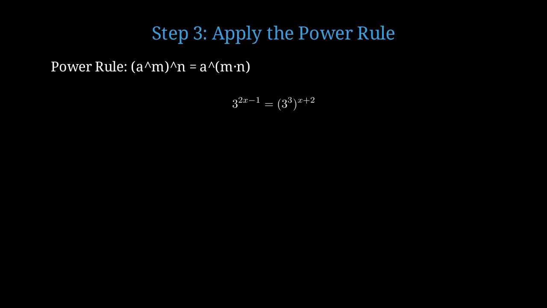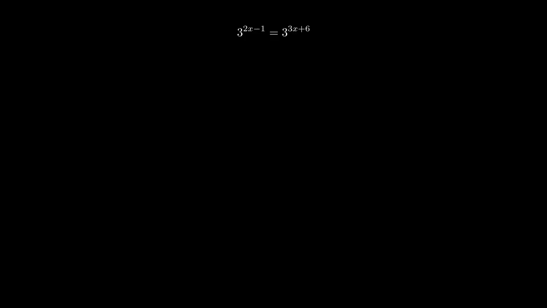Applying this to the right side of our equation, we get 3 to the power of 2x minus 1 equals 3 to the power of 3 times the quantity x plus 2. Distributing the 3 gives us 3 to the power of 2x minus 1 equals 3 to the power of 3x plus 6.